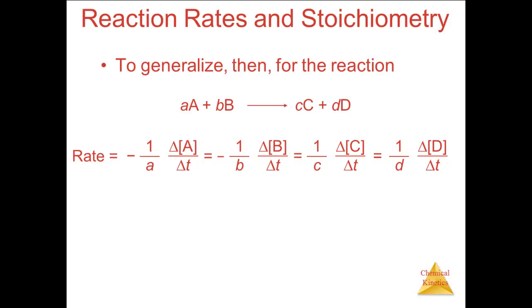Note that the two reactants are negative, as are all reactants, while the two products are positive, as are all products. Also notice that each change in concentration over the change in time term is multiplied by 1 over the coefficient of that substance in the balanced chemical reaction.